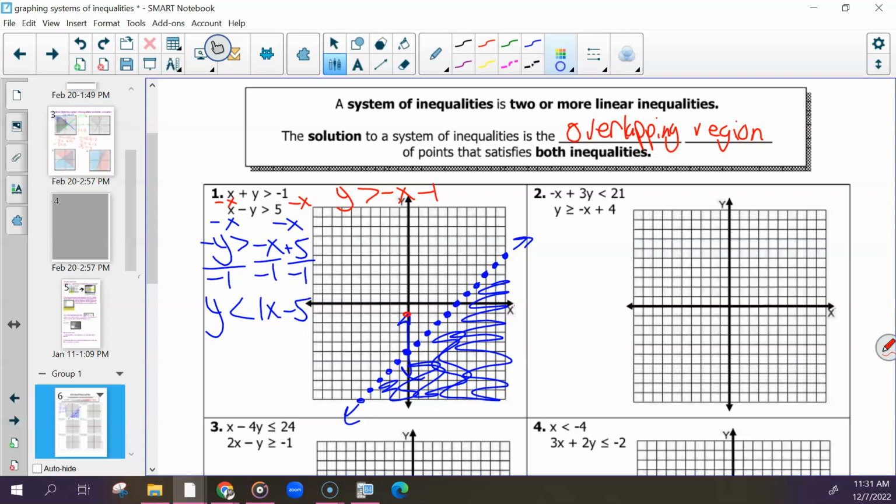Start at negative 1. Your slope is negative 1, so up 1, left 1, or down 1, right 1, as many times as possible. Fill up your graph. Again, this is a dashed line, but I'm just going to leave it dotted. This would be shaded above or below? Greater than, so above. Above, in this case, would be this way. So our overlapping area should be this triangle-ish shape right here.